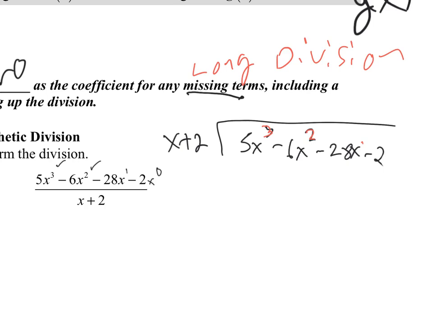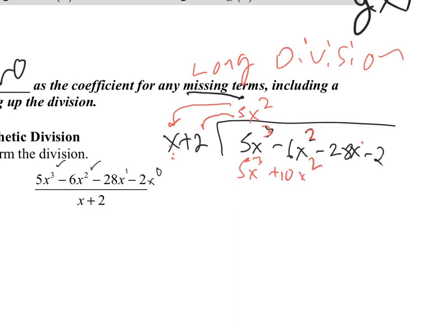You might remember that. X times what is 5x cubed? Obviously, I need a 5, and I need 2 more x's. When you take x times 5x squared, that's 5x cubed. You want those two to be exactly the same, or you have it wrong. Then you take 5x squared times the x. Now you do 5x squared times the 2. That gives me a positive 10x squared.